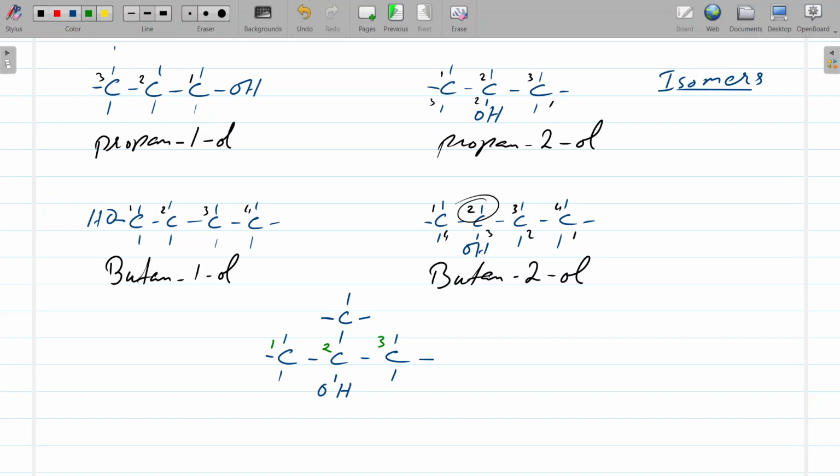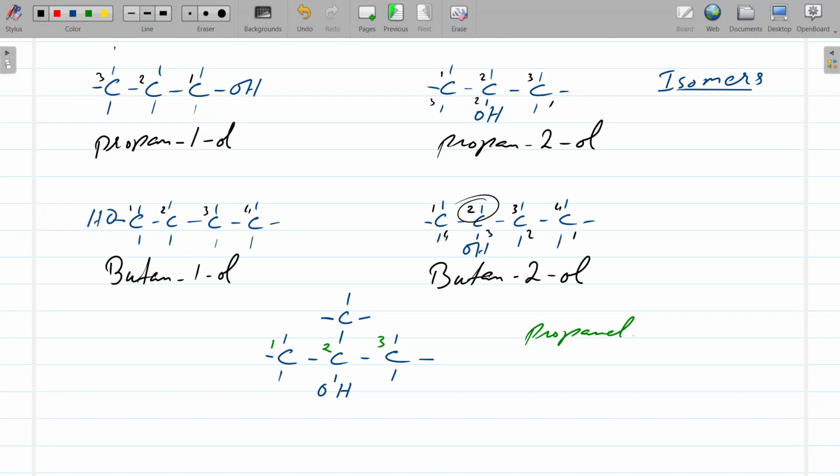So the name of the molecule will depend on the longest chain that you have. So it's a 3-carbon chain. What's the name going to be? Propanol. Okay, so I know it is some sort of propanol molecule. Now, to which carbon is the hydroxyl or functional group attached? Carbon number 2 again, right?